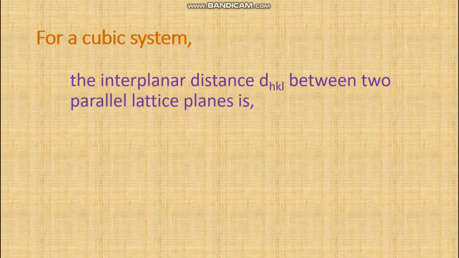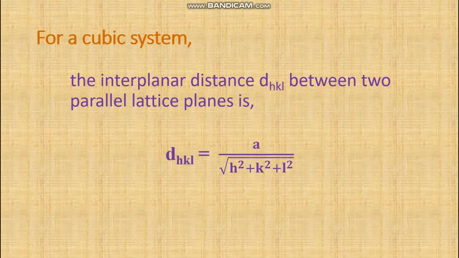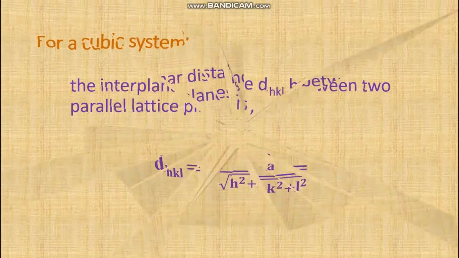And what about the interplanar distance d_hkl? If h, k and l are the Miller indices of the lattice planes, then the interplanar distance is d_hkl. And if this is a cubic system, then the cell parameters a, b, c are reduced to a, because a equals b equals c. In that case, the distance d_hkl is a over root over h square plus k square plus l square. So these two things we have to keep in mind when we will be drawing the lattice planes and calculating their corresponding interplanar distances.